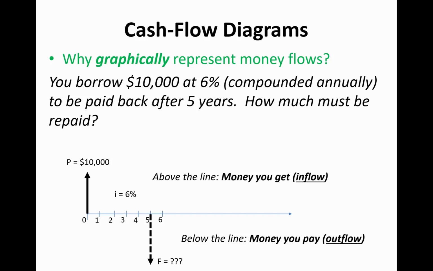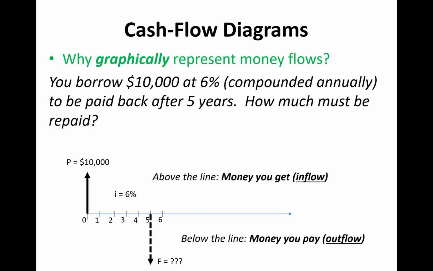It's an arrow that's up at time 0, meaning that you get $10,000 now. Time 0 means the present. And then after 5 years, there's a line down, which means you have to pay. And we don't know the amount, and graphically how we represent that is you can see that there are question marks next to the F label. F means a future amount.